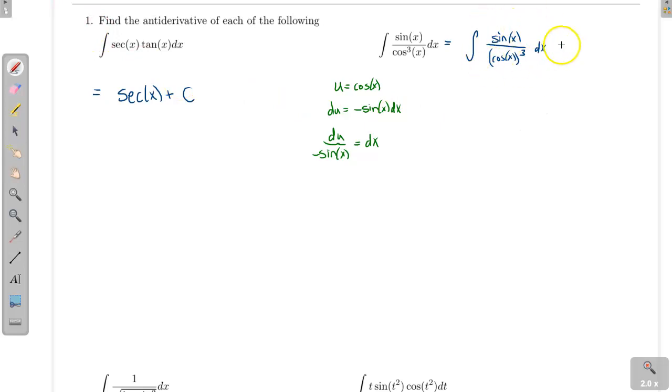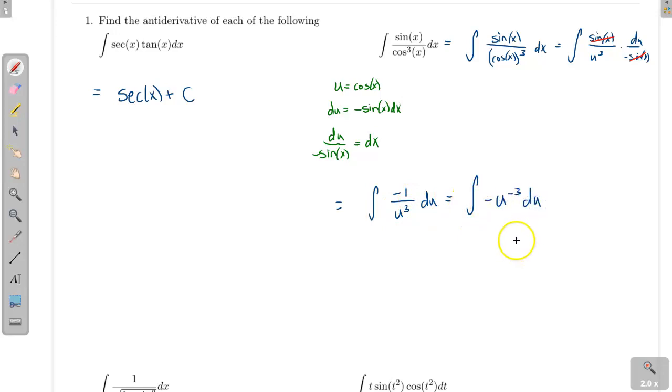So now our more complicated integral becomes sine of x over u cubed times du over negative sine of x. And again, you know you've done u substitution right if the things with the x's cancel out. So now I'm just going to write it down here. This is the integral of negative 1 over u cubed du. How do we take the integral of this? Whenever we're trying to do something with powers, we just want to rewrite it as a negative exponent. Then we're going to add 1 to the exponent and divide by the new exponent. And then we're going to replace u.